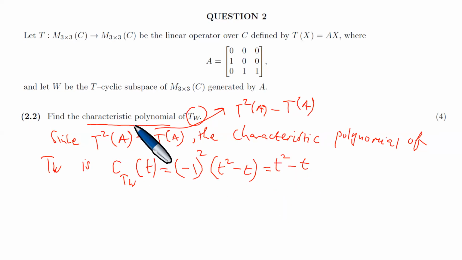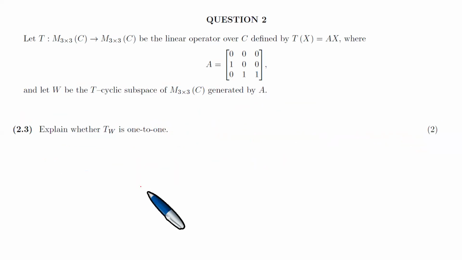Okay, this characteristic polynomial, you can also find it by quickly finding the characteristic polynomial of these using the eigenvalues method from second year linear algebra. Okay, in 2.3 now, you must be able to explain whether T is 1 to 1. In other words, now we have found the polynomial, is it 1 to 1 or not?